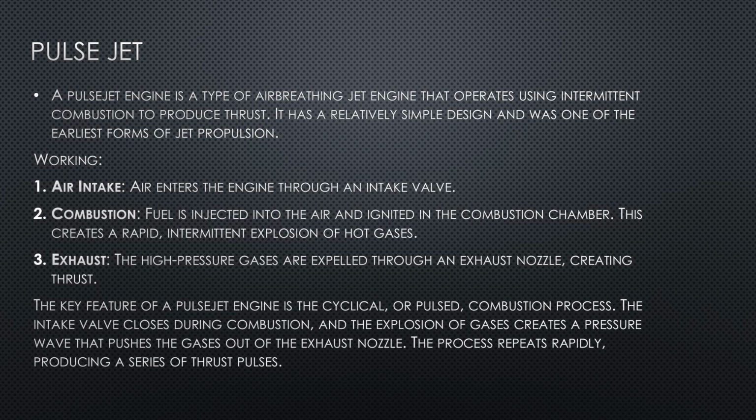Then the last is the pulse jet. A pulse jet engine is a type of air-breathing jet engine that operates using intermittent combustion to produce thrust. It has a relatively simple design and was one of the earlier forms of jet propulsion. Its working: the air enters the engine through an intake valve. Then combustion: fuel is injected into the air and ignited in the combustion chamber. This creates a rapid, intermittent explosion of hot gases. In exhaust, the high pressure gases are expelled through an external nozzle, creating thrust.